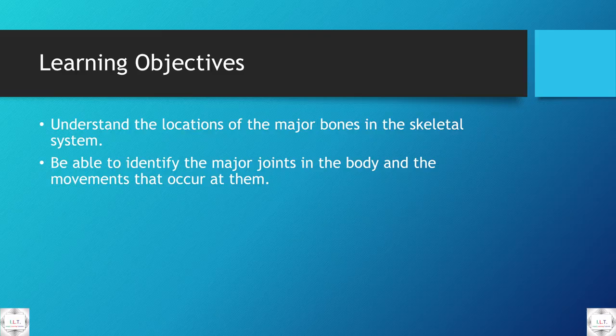So in this video we're going to understand the locations of all the major bones in the skeletal system and also be able to identify the major joints in the body and some of the movements that can occur at these joints.